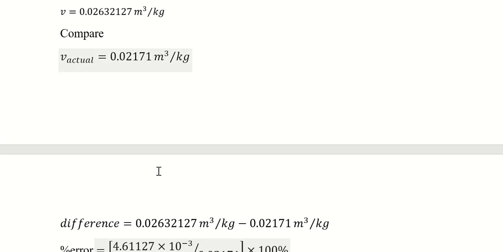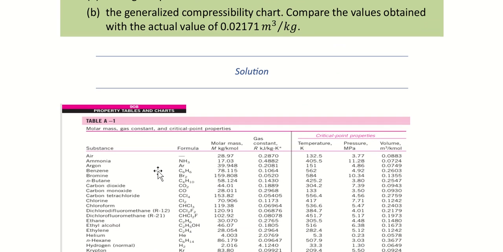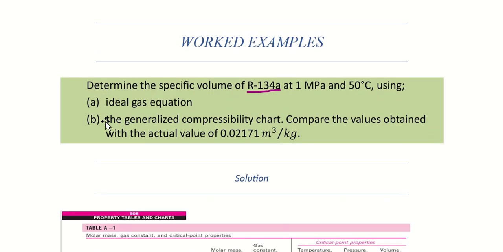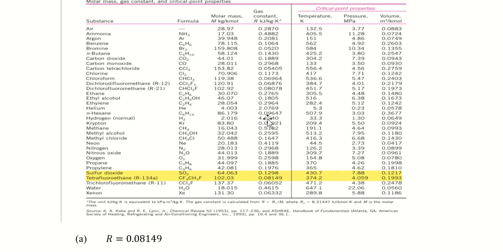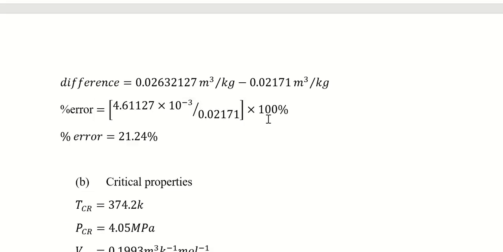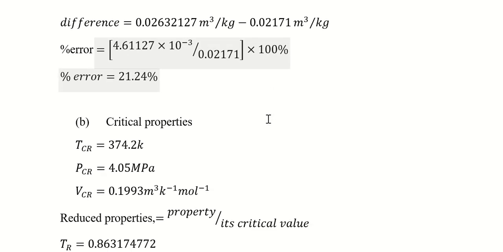And part B is a critical one. You see, in part B they said we should use the generalized compressibility chart. So now there is a critical part. In order to use the generalized compressibility chart, you have to have two things. You have to have the critical properties and the reduced properties.